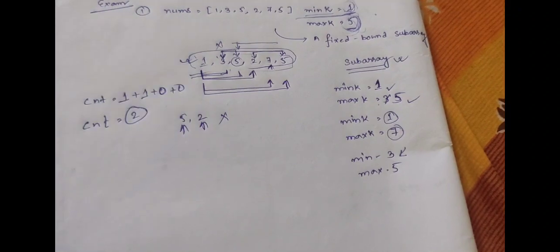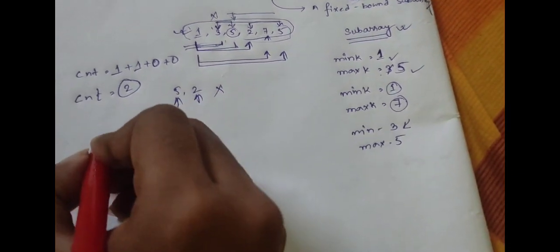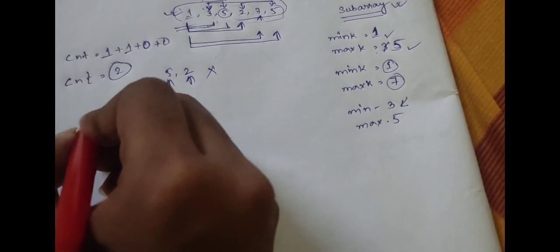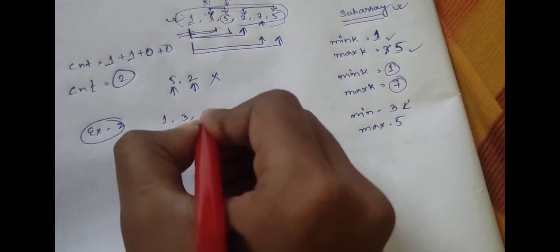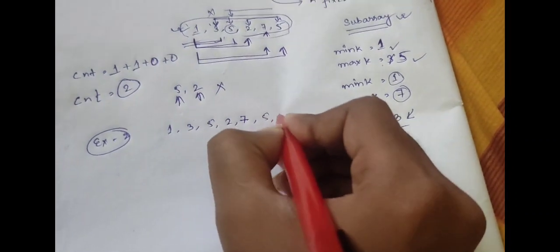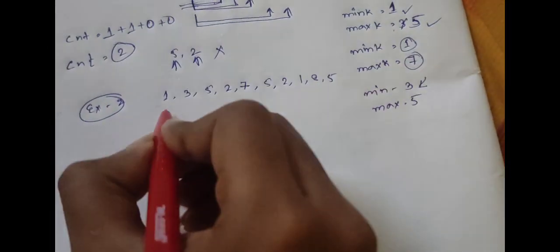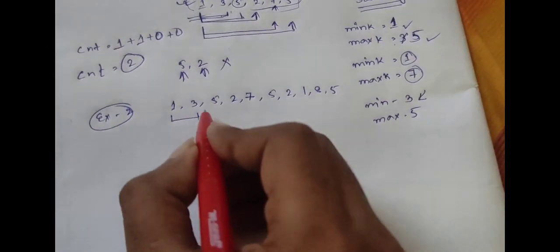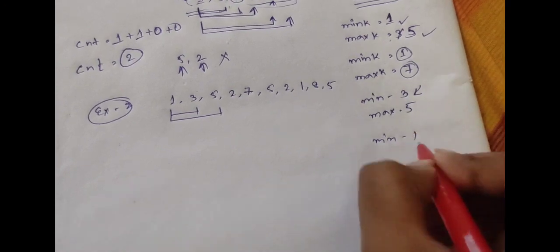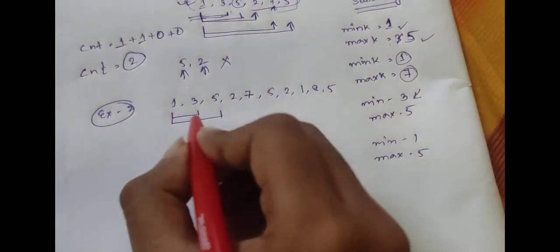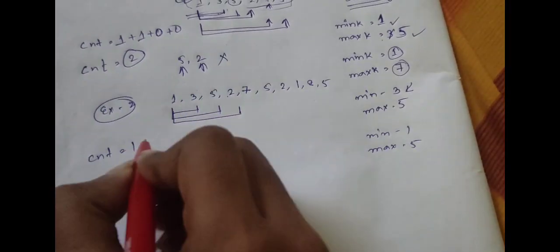So now you can check with another example. Example 2, basically 1 3 5 2 7 5 2 1 8 and 5. So we can check with 1 and 3, but it might be not, so we can check with 1 3 5. So minimum is what? Minimum is 1 and maximum is what? Maximum is 5, so it's possible. So count is basically what? 1 3 5 2, this is also possible.